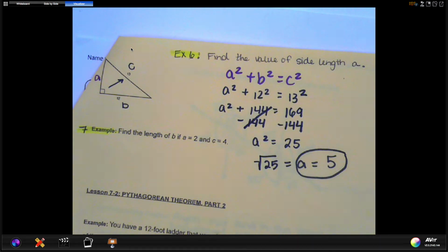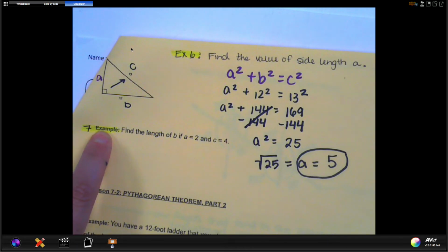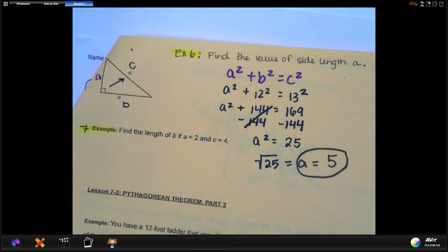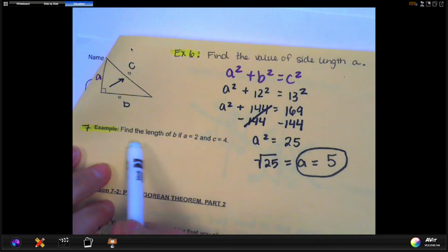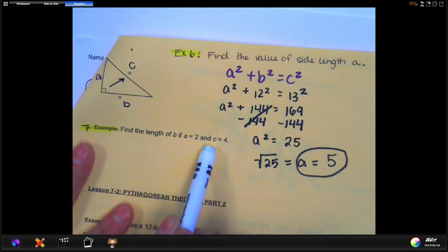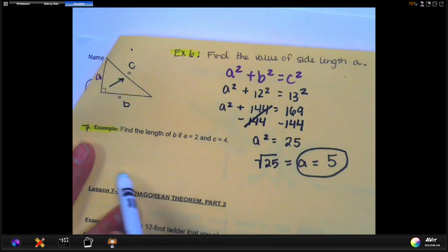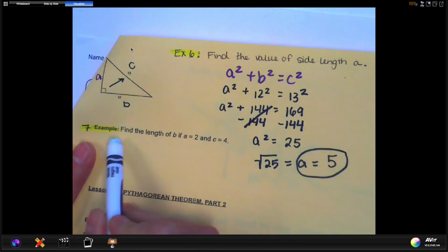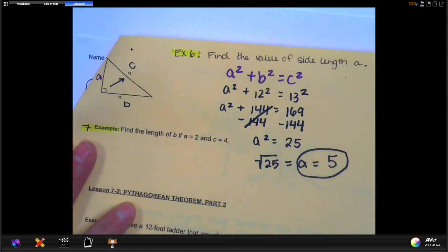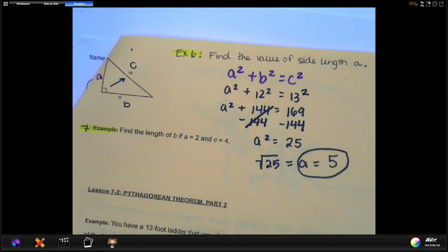Okay? Good. Let's try one more, and that'll be it for our notes for today. Last one is going to be our example 7 here. Again, no picture on this one, so you can either draw your own picture, or as you get better at it, you're going to be able to just jump in using Pythagorean theorem. Okay, so it says find the length of B if A equal 2 and C equal 4. We're assuming this is a right triangle here. I guess it should have said that we have a right triangle to specify, but let's assume it is a right triangle.